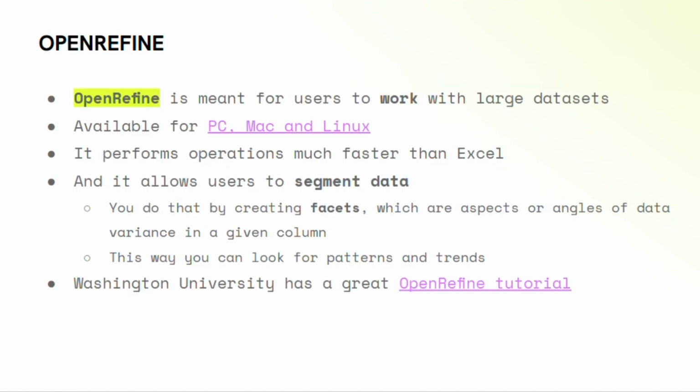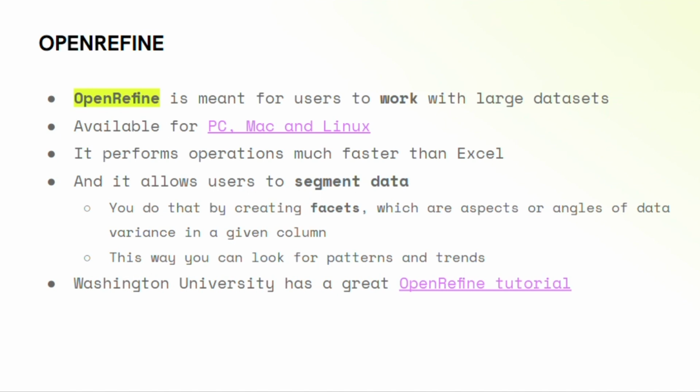Now, OpenRefine is a very cool tool. It is meant for users to basically work with large data sets. You can get it for PC, Mac, and Linux. And it performs operations much faster than Excel. And it also allows users to do what we call segment data. And you can do that by creating facets, which are basically different aspects or angles of your data that show a variance in a given column. And this is a way that you can easily look for patterns or trends in your data, for example. So it's very good for data analysis.